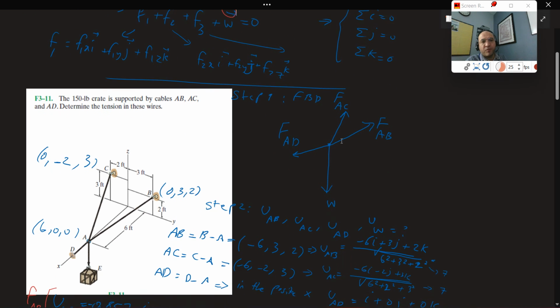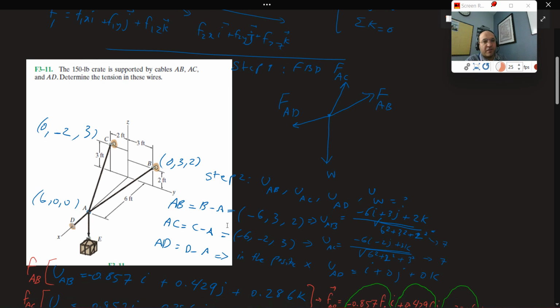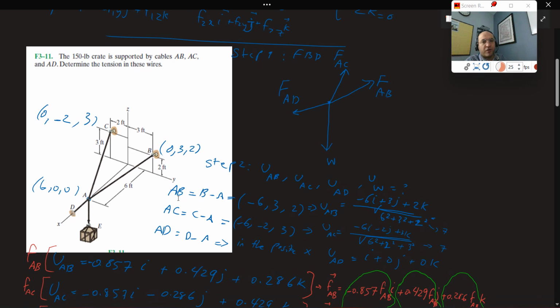In the first step, I'm going to bring the forces AD, AC, and AB. I need to find their ijk components. So the basic way is that I'm going to find the coordinates of each of these points. Point A is at 6, 0, 0. Again, remember x is on this side, y on this side, and z on this side. Point C is at 0 on the x, minus 2 on the y, and 3 on the z. Same thing for point B. So what I could do is start doing the position vectors.